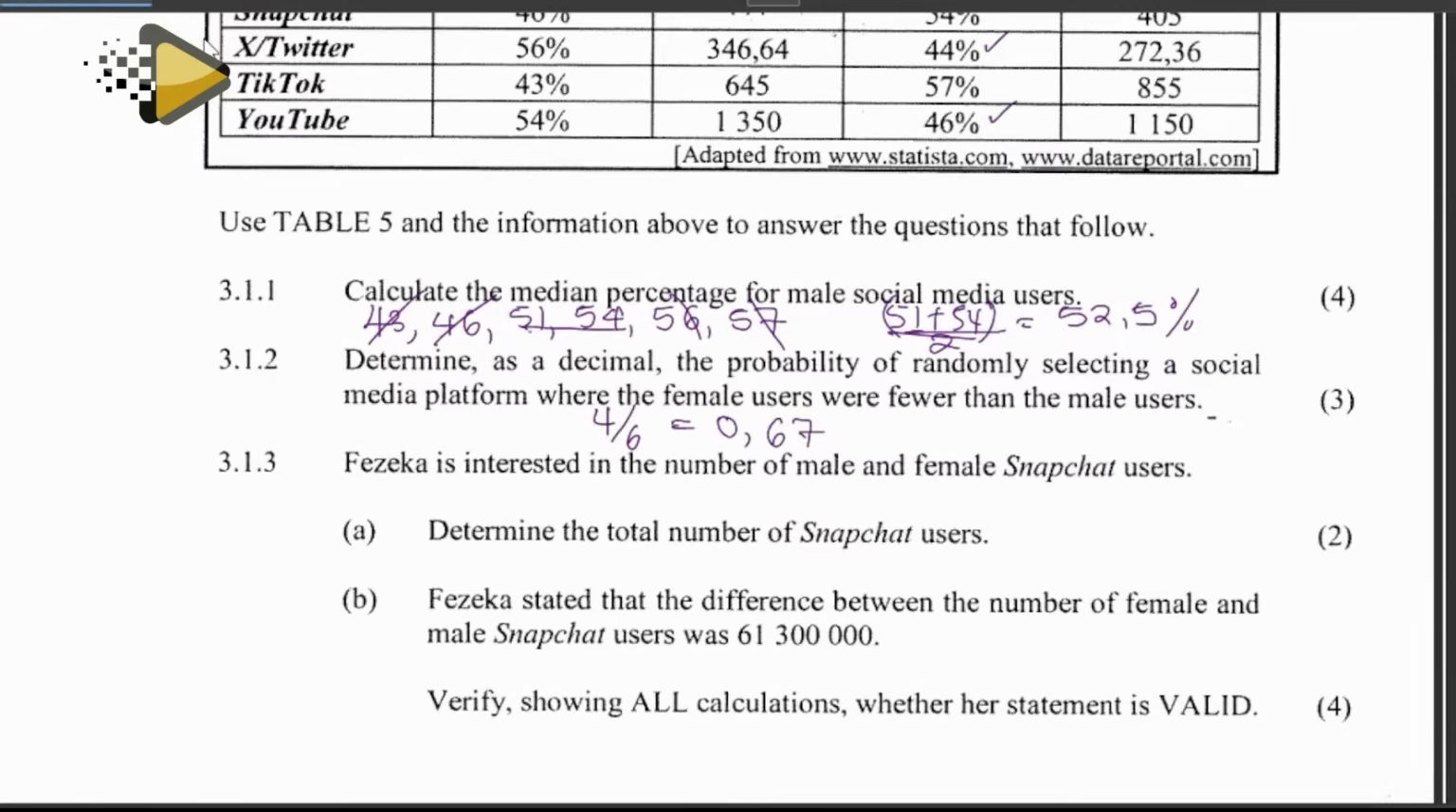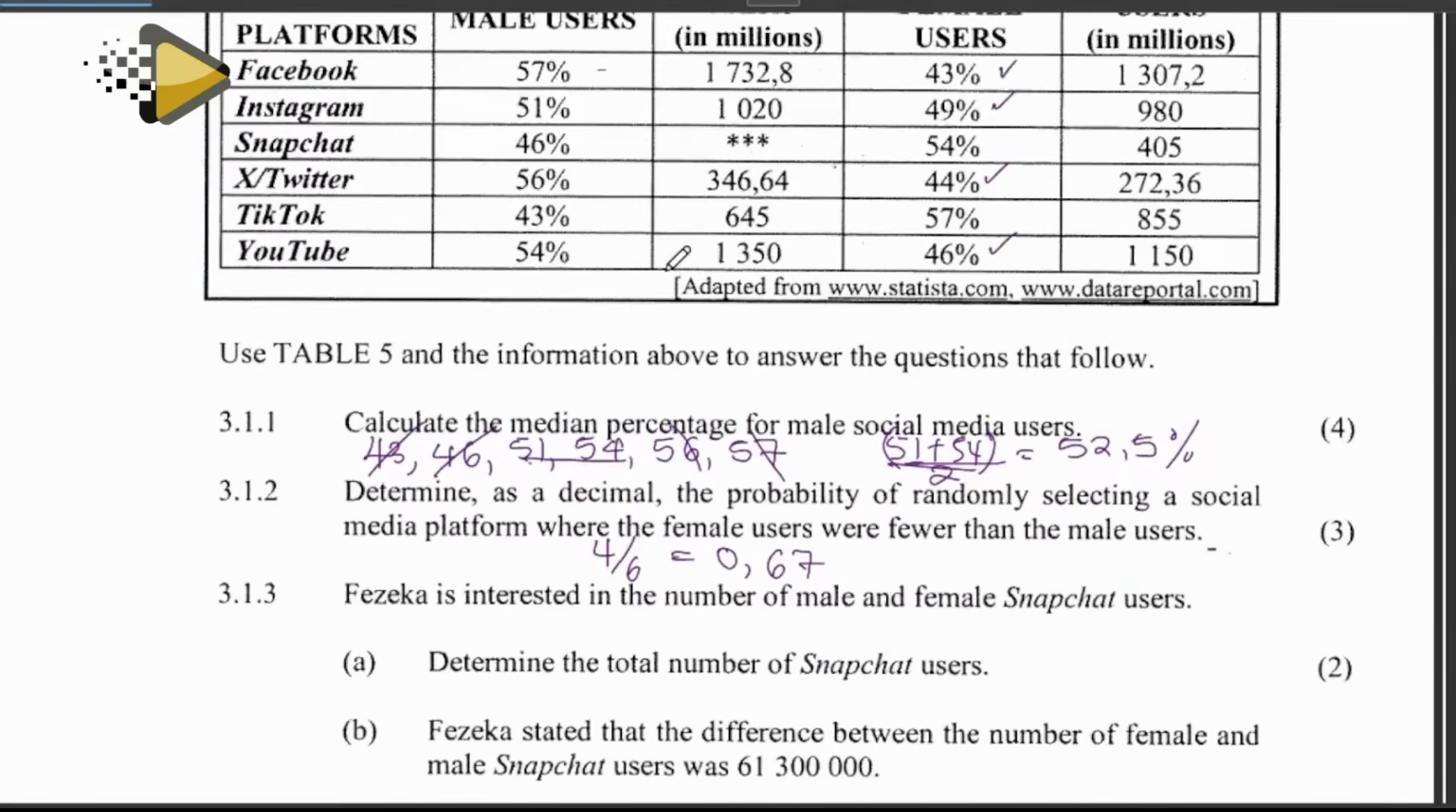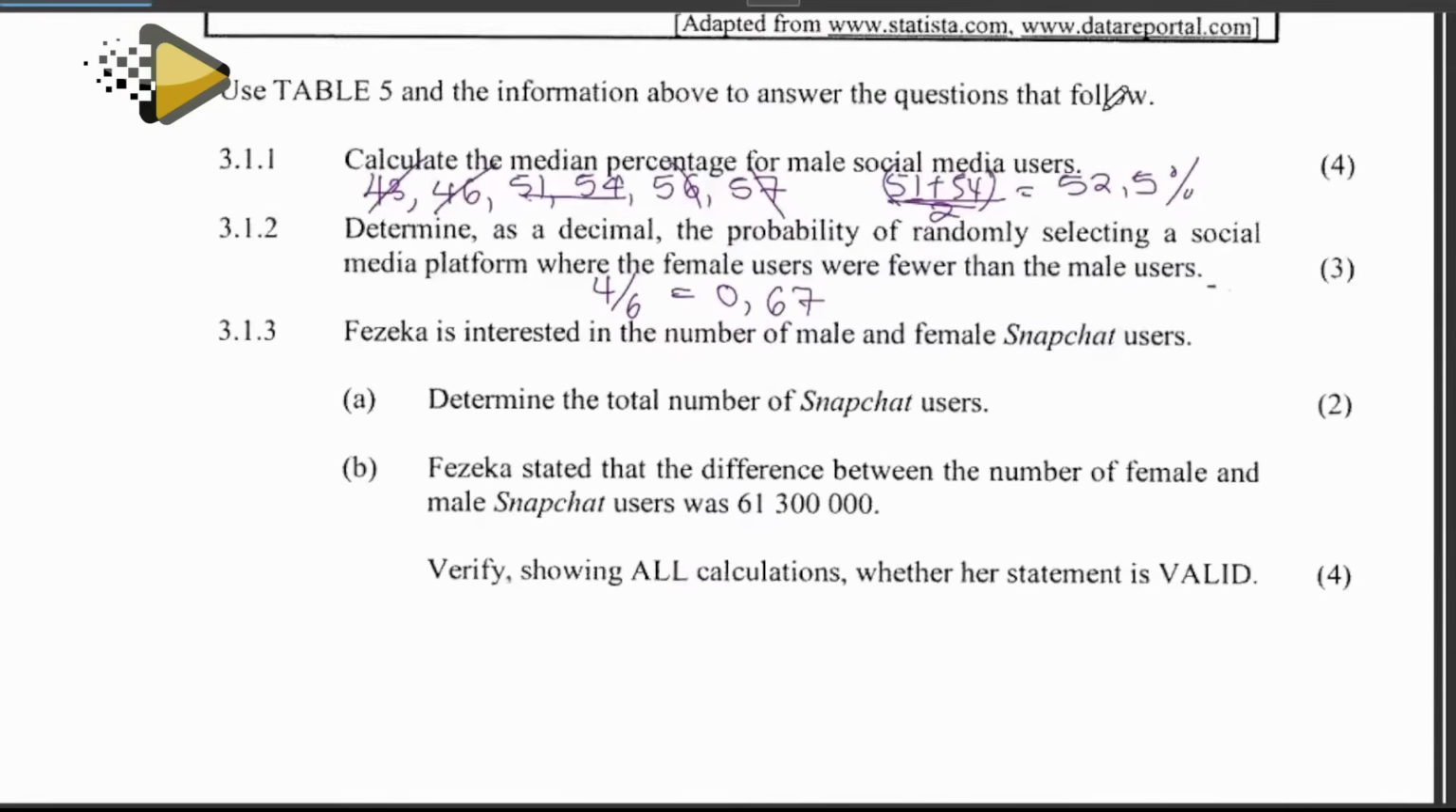Pezeka is interested in the number of male and female Snapchat users. Determine the total number of Snapchat users. So what are we going to do? But remember, the male are missing. Had we had the male, we were supposed to add this plus this. But they're telling us that 54% of the total users are female, and they equal 405 million.